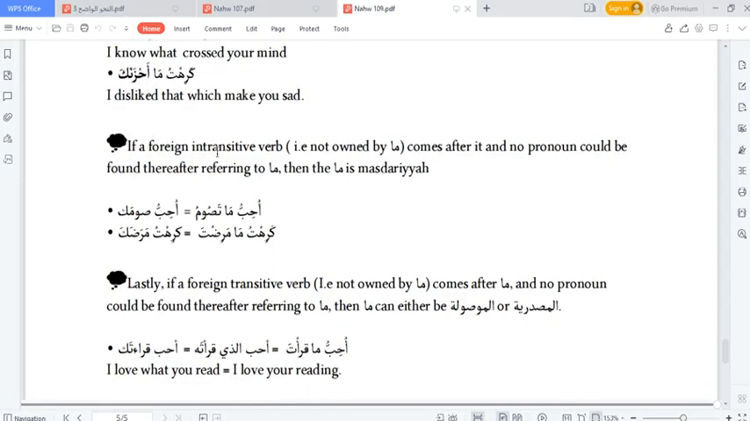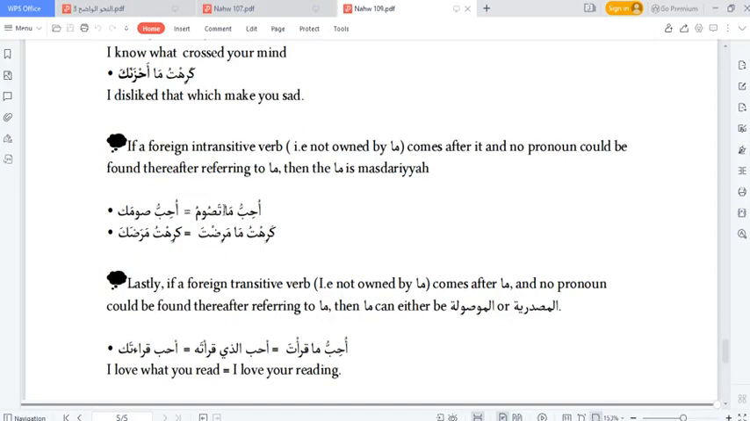Another one. If a foreign intransitive verb, meaning fa'il lazim ajnabi, a foreign intransitive verb, meaning it is not owned by the ma, comes after it, and no pronoun could be found thereafter referring to the ma, then definitely the ma is masdariya. So now: uhibbu ma tasumu. Is there a damir going back to the ma? Definitely not. In tasumu, the damir is anta. It cannot be I love that, no, I'm not a that.